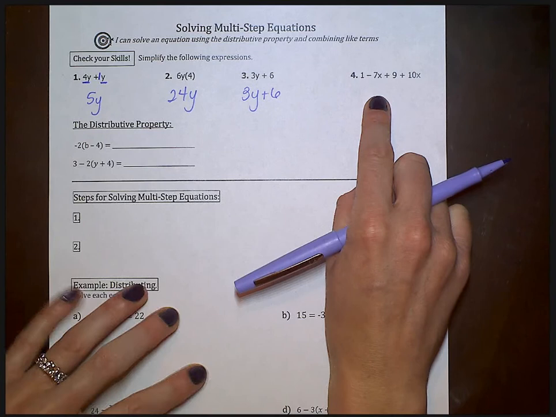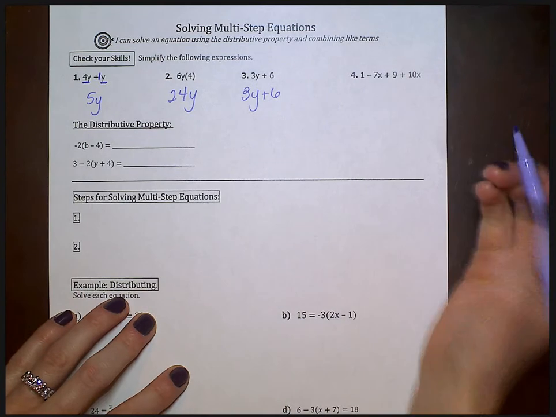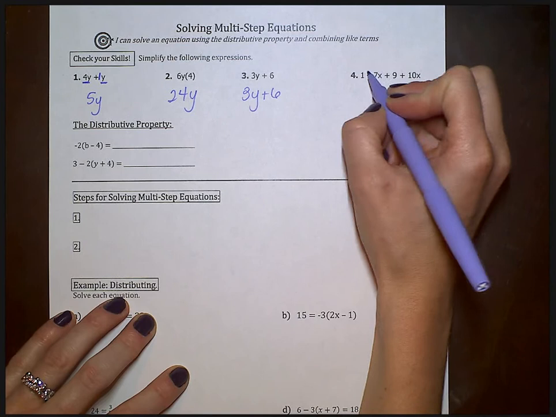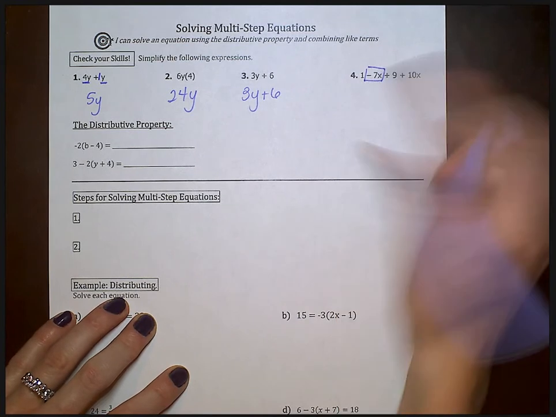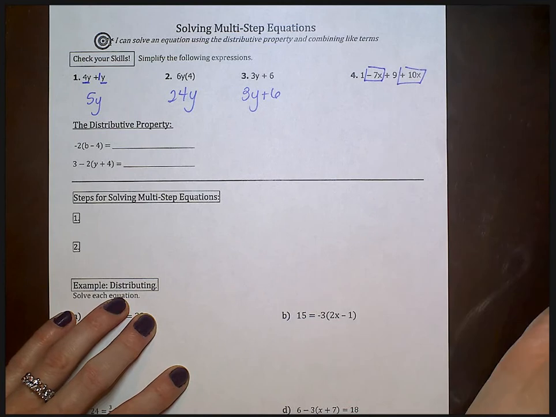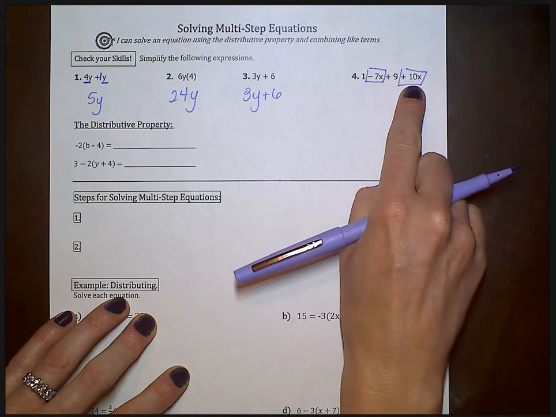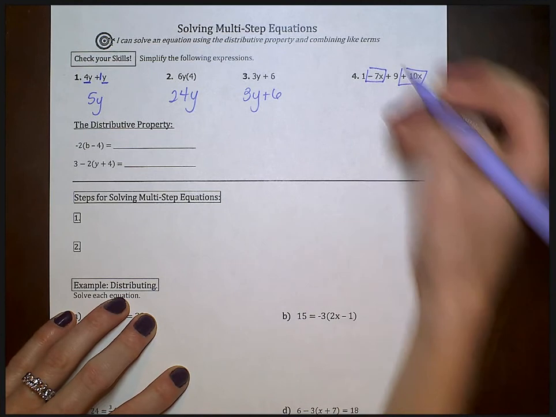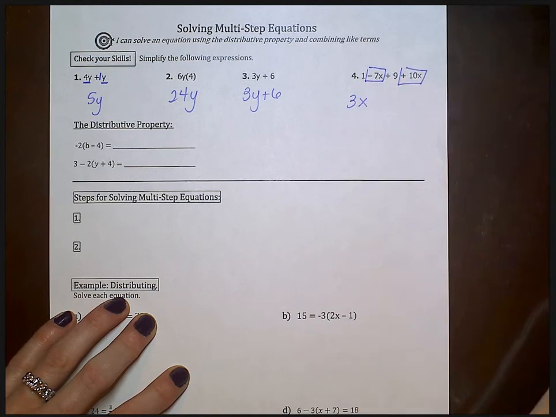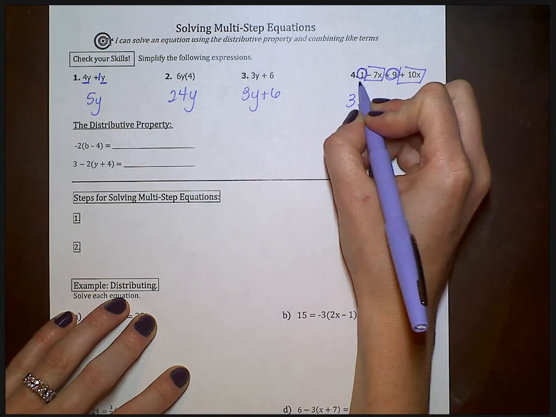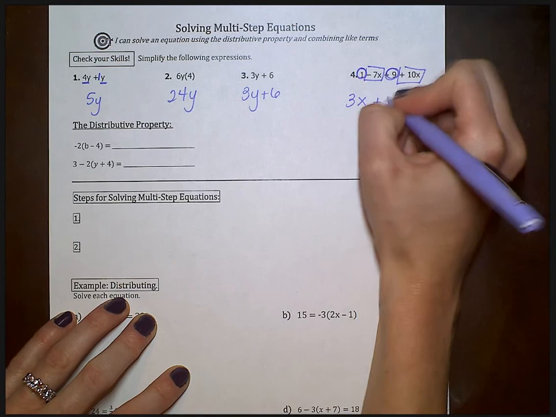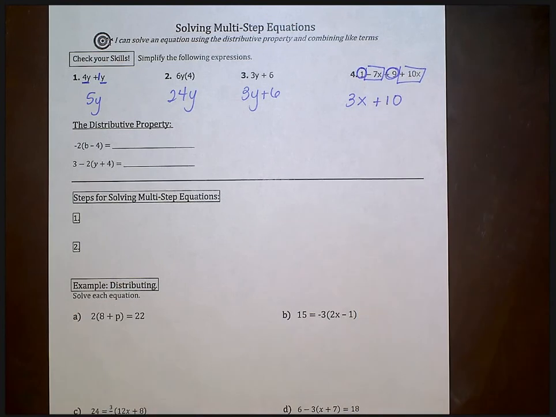For number 4, again, I'm looking for like terms, so I see x's. Realize that the sign in front of a number goes with it. So this is negative 7x, and this is positive 10x. Negative 7 plus 10, just add them together, that's 3 x's. And then the constants, or the plain numbers, I have a positive 1 and a positive 9. So 1 plus 9, that would be 10. Okay, so that's just checking our skills on how we combine like terms. We've got to be able to do that today.